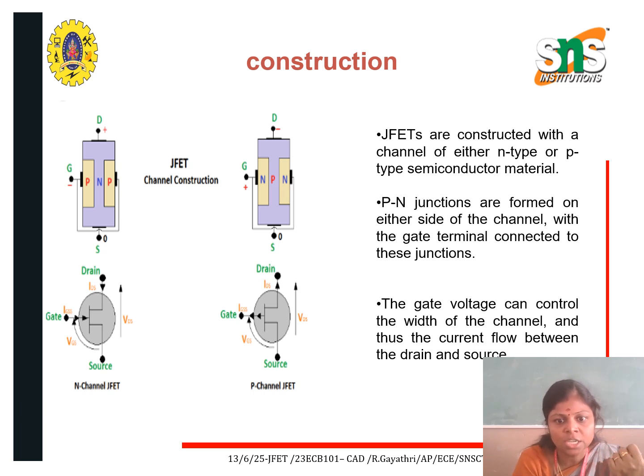In the P-channel JFET, we take a P-type bar, and an N-type bar is placed in between. From the N-type bar, the gate terminal is taken out. In the P-channel, the drain terminal is taken out from the upper end, and the source terminal is at the lower end.